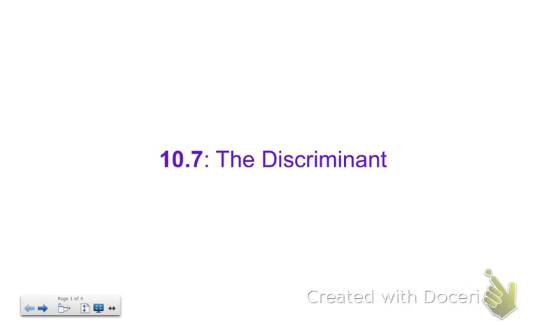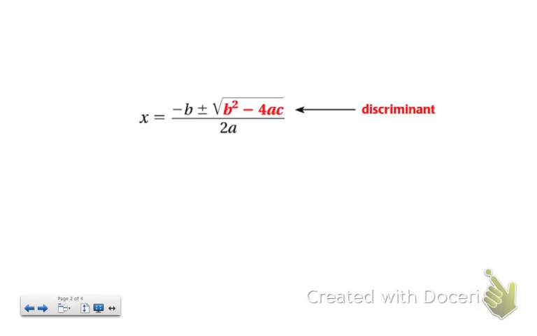This is section 10.7, and we are using the discriminant. Okay, so first of all, you're probably asking, what is the discriminant? Well, if you remember, this formula is the quadratic formula, and we use that to solve quadratic equations. The discriminant is just the part under the square root. So b squared minus 4ac is also called the discriminant.